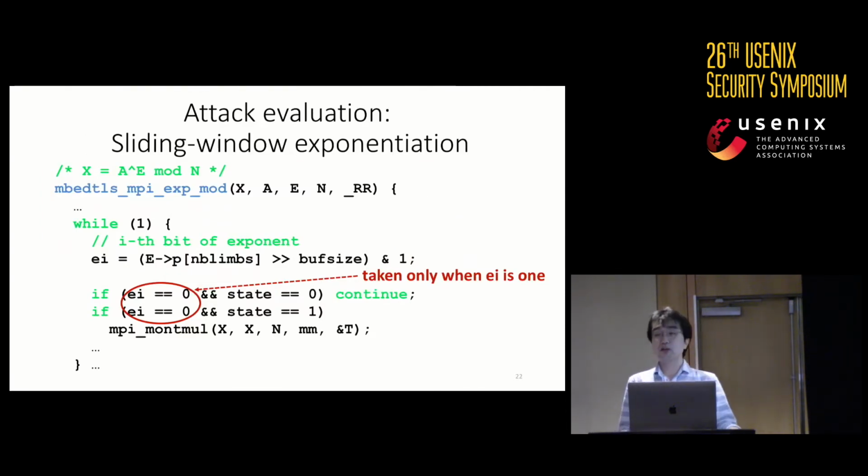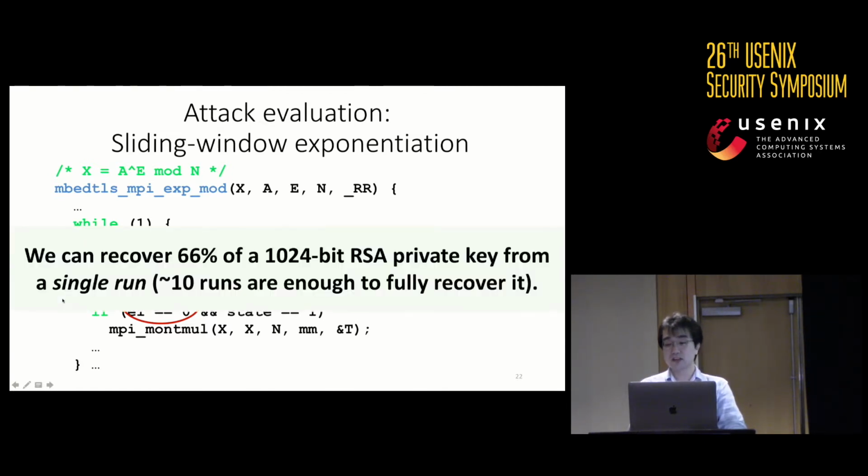Okay. To evaluate our branch shadowing attack, we attacked a sliding window exponentiation of an RSA implementation, mbed TLS. The mbed TLS sliding window exponentiation has 2 branch instructions whose execution depends on the bit of the exponent. So by attacking these 2 branch instructions, we can recover 66% of a 1024-bit RSA private key from a single run of an SGX enclave. That is, if we can run it around 10 times, we can fully recover the private key.